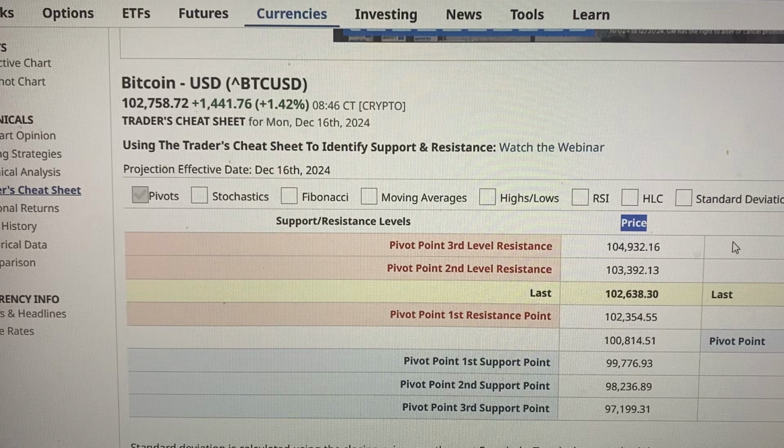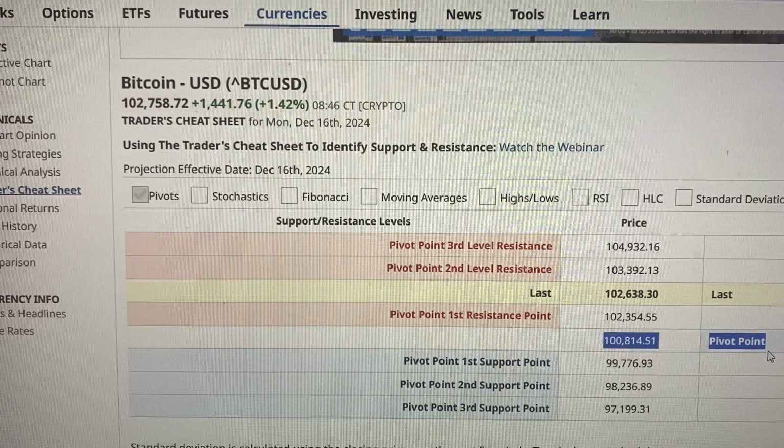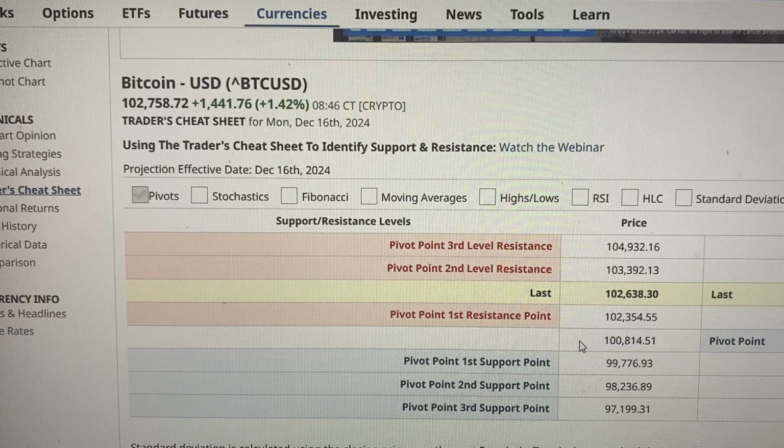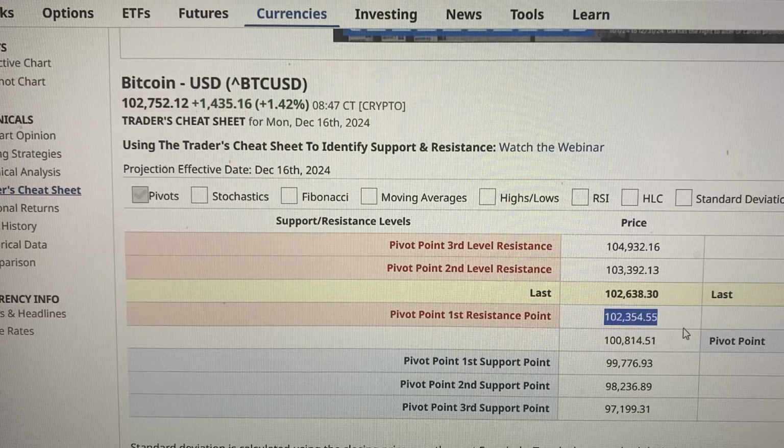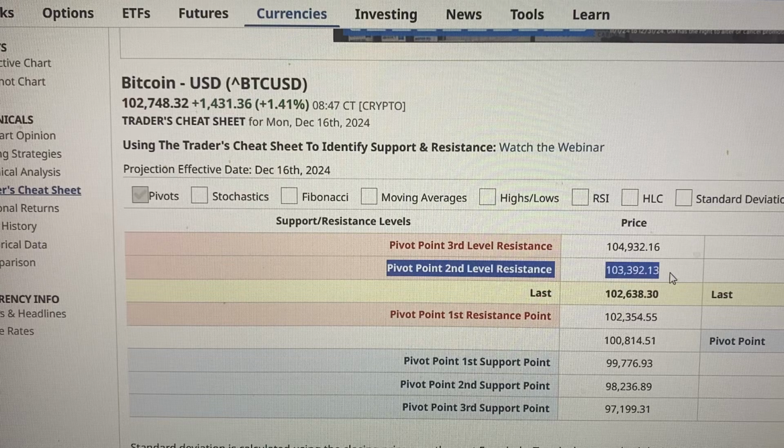Jesse Livermore just cared about price. All he cared about was the pivot point. Markets are never too high to buy. If Livermore purchased this market, here Bitcoin at 100,814 at the pivot point, and it broke above the first resistance, he would add to the position because the market is telling Livermore that it wants to go higher to the next pivot point, which is the resistance level.